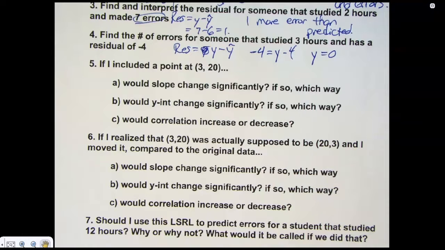Would the relationship get stronger or weaker? Weaker, because it's more spread out, right? It's not as compact as it used to be. Well, if it gets weaker, that doesn't necessarily mean it gets smaller. It gets closer to 0. So because we're negative, if I get closer to 0, is that increasing or decreasing? It's actually increasing. So I'm going to use this.